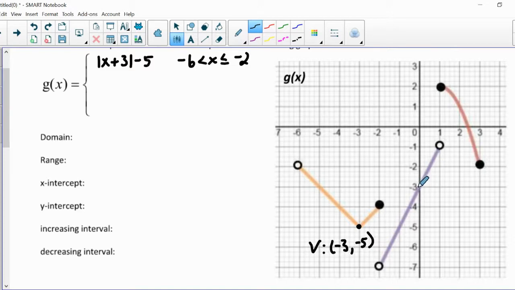Then I have this line. I can use point slope, but since it crosses the y-axis, it's probably easier to use slope-intercept form. So my slope is 2. So that would be 2x minus 3, and that goes from -2 to x all the way up to 1. So those are my x values that do that.